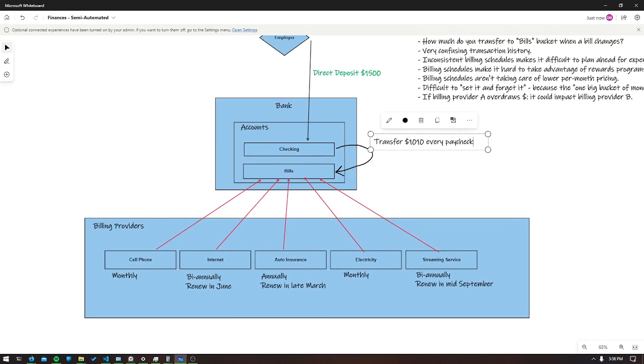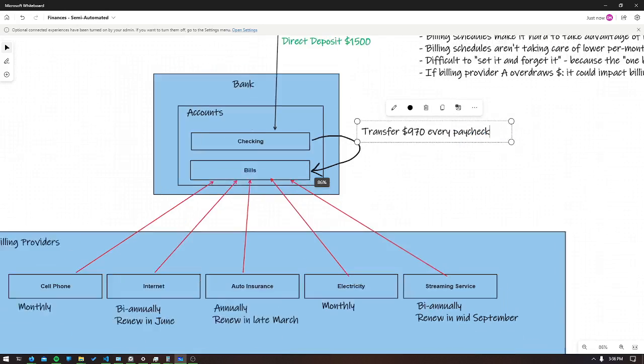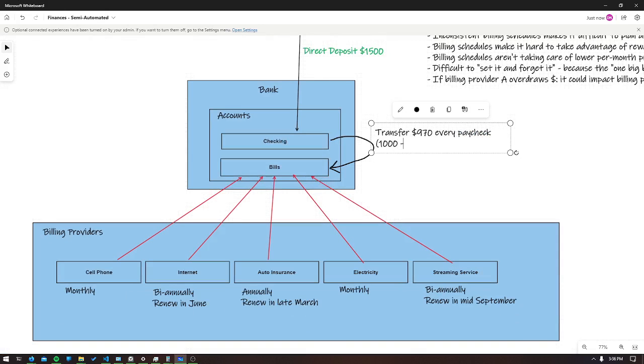You can do that, but it's kind of confusing. Let's say you do that, and then maybe a couple months go by, and your cell phone bill goes up by an extra $20 a month. All right, now you're doing $1,030 every paycheck. Or then let's say another couple months go by, and you get a cheaper auto insurance rate and save $60 a month on that. So now you're paying, what's that, $970 every paycheck, right? So as this value changes, in this example, you're going from $1,000 to $1,010 to $970, or maybe there's another one in there.